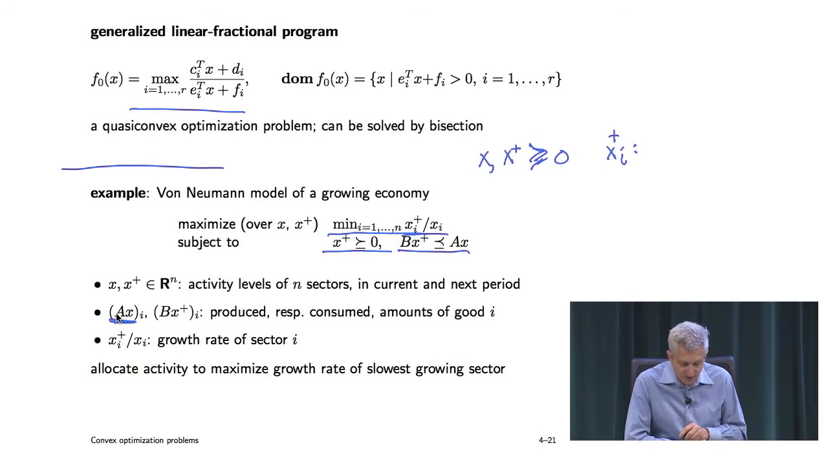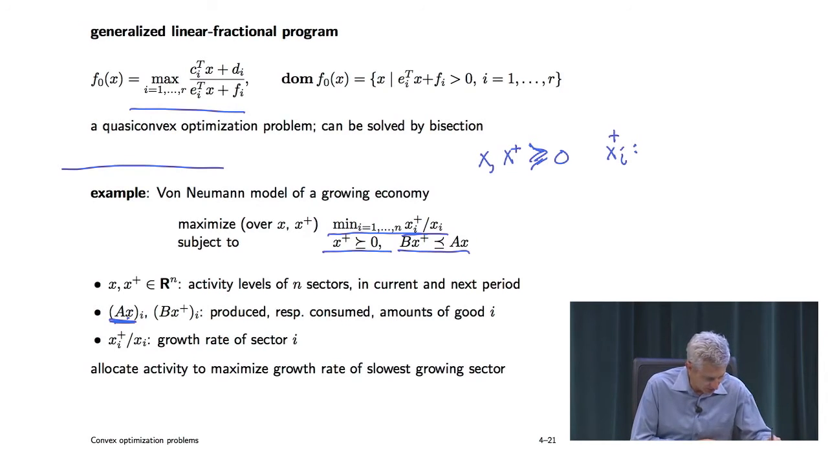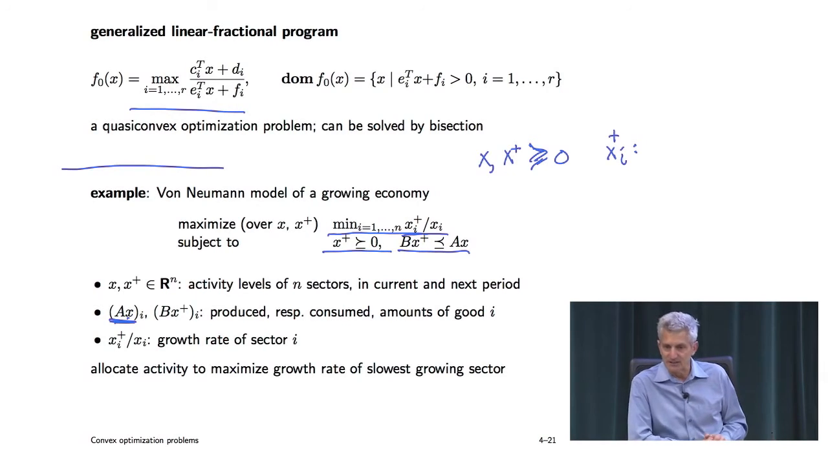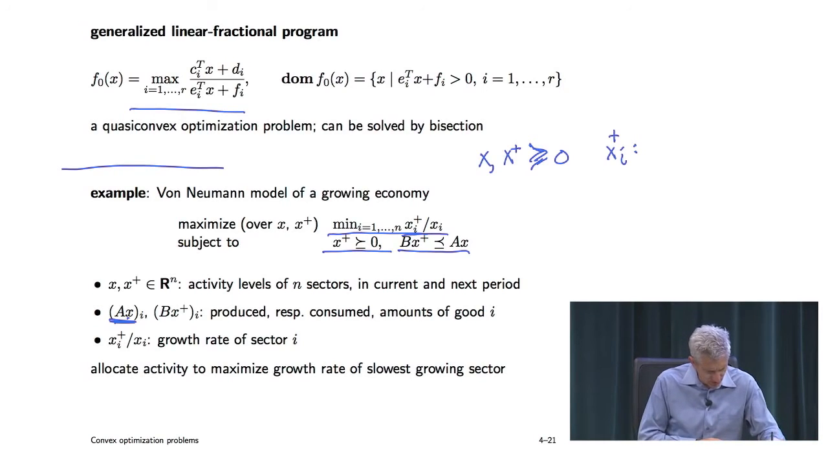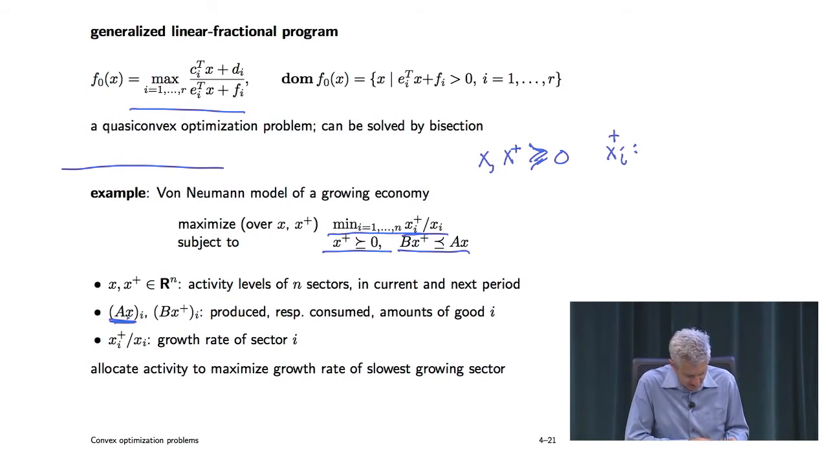goods consumed due to activity level x, right? So it doesn't matter what the goods are, but it's a set of goods that could be natural resources. It doesn't matter what it is. Natural resources may be a bad example, actually. It's the amount of goods that is produced.